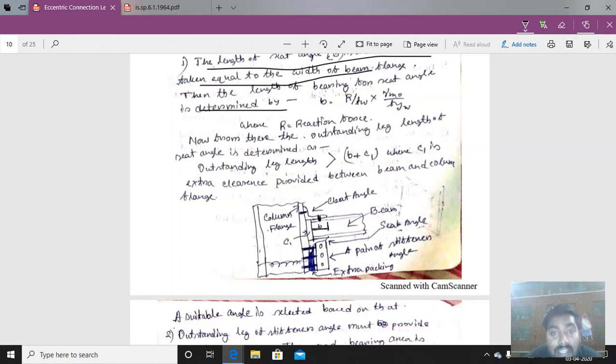The length of the bearing is calculated. The formula is the same: R divided by (TW into gamma M0 into FYW). R is equal to the reaction force and TW is the thickness of the web of this beam. Okay, very much clear. So TW is the thickness of the web of this beam.